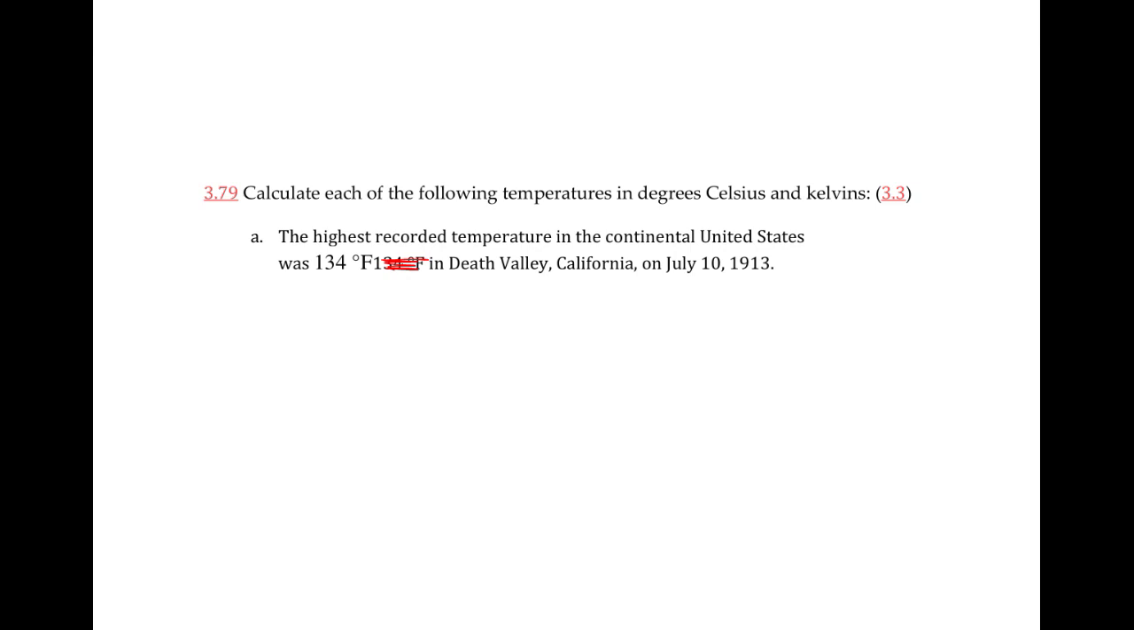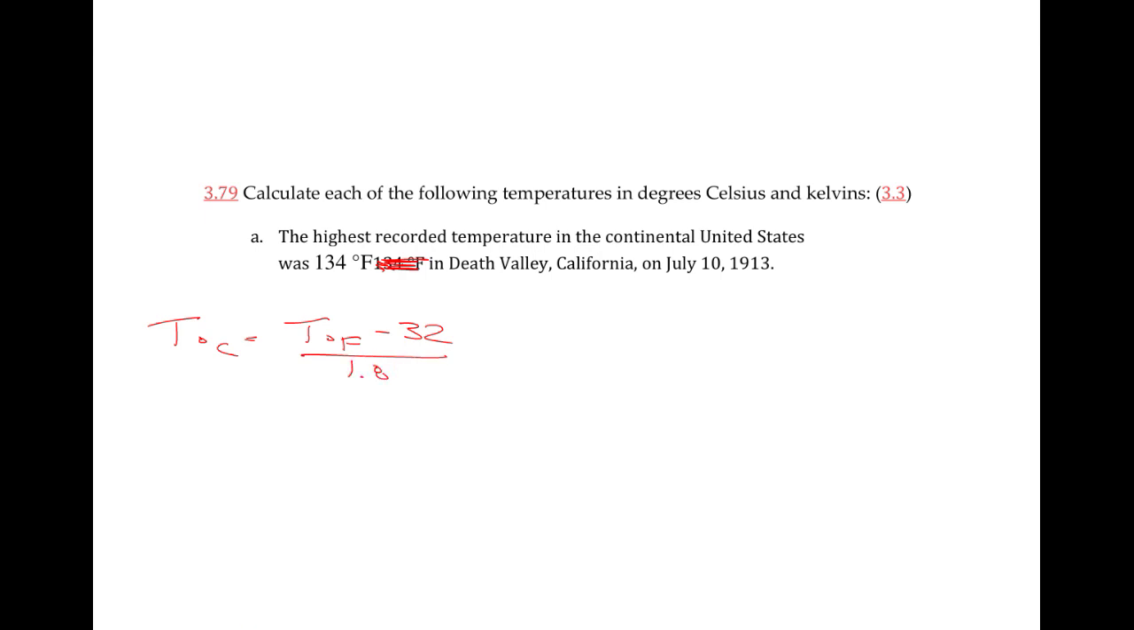So we're just going to do this one example where it says the highest recorded temperature in the continental U.S. was 134 degrees Fahrenheit in Death Valley back in 1913. Hot summer. All right, so we want to convert that into temperature in degrees Celsius. The formula found in our textbook is temperature in degrees Celsius is equal to the temperature in degrees Fahrenheit, subtract 32, divided by 1.8.